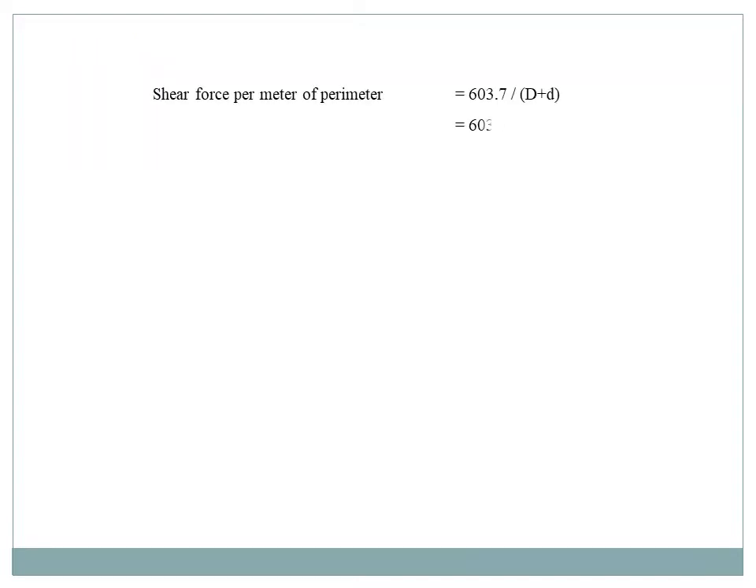So shear force per meter of perimeter. In this step we need to find out the shear force per meter. So per meter means based on column head diameter and effective depth. So 603.7 divided by (capital D plus small d). Capital D value is 1.5 meter, which is the column head diameter, and small d is the effective depth, 270 mm. In this step we apply it in meters, so 0.27 meter. So shear force per meter of perimeter is equal to 340.66 kilonewton.